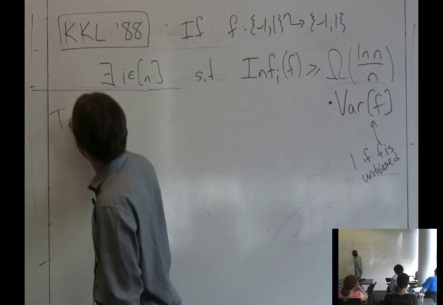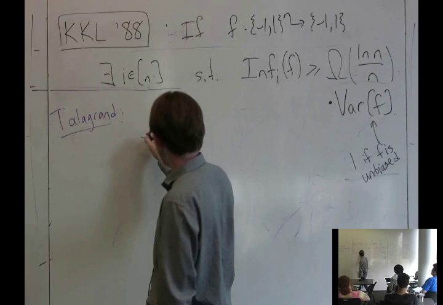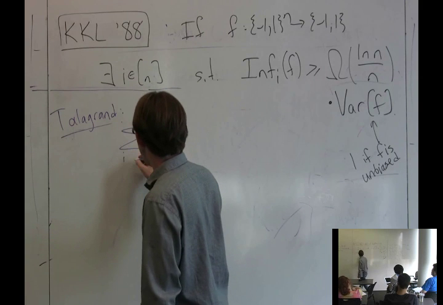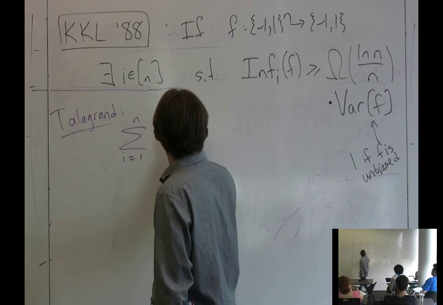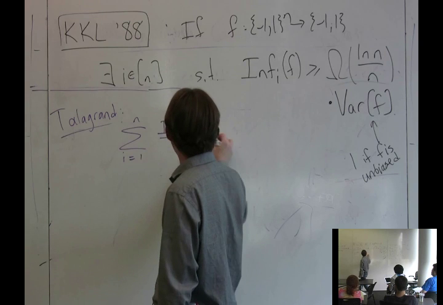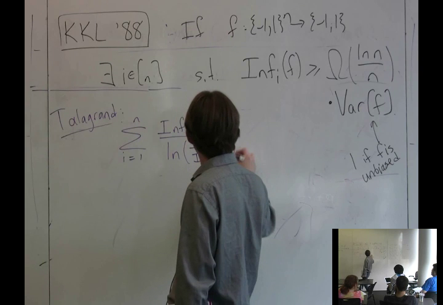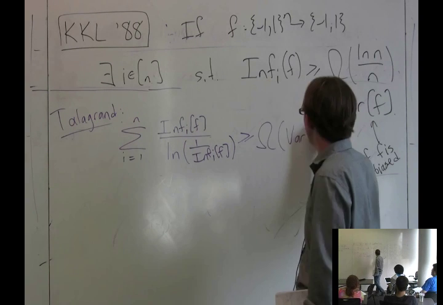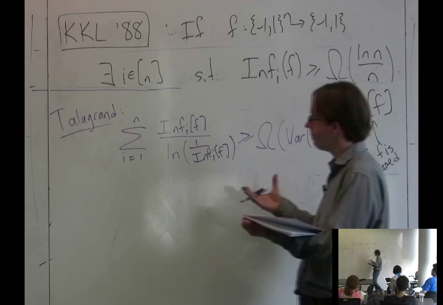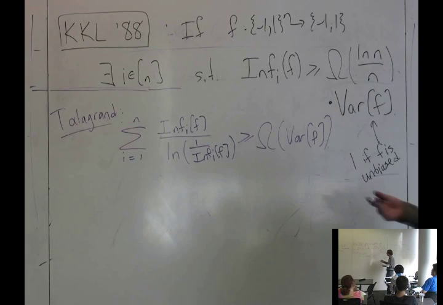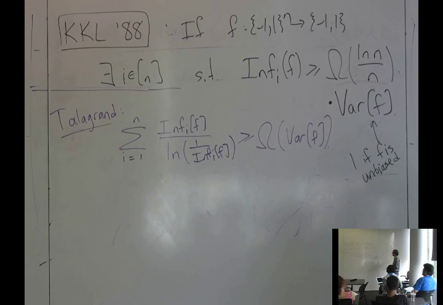Let me see if I can write one that's correct off the top of my head. Talagrand showed later something like, for any Boolean function, the sum over i from 1 to n of the influence of i on f over log of 1 over the influence of i on f is at least some constant times the variance. I think that's right. Somehow this is a stronger statement, towards showing that lots of them are large. I'll double check that though.